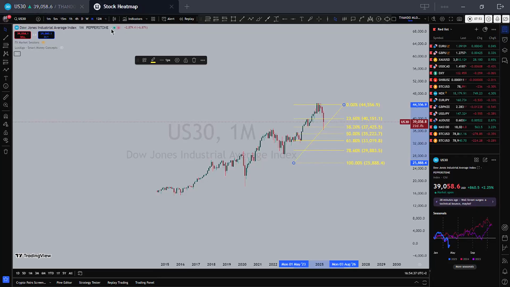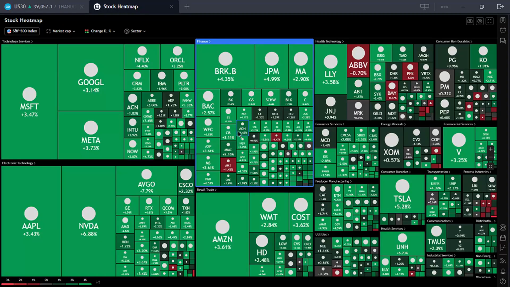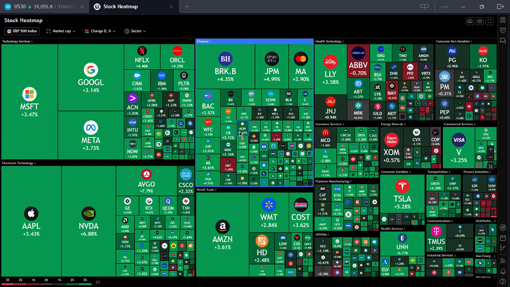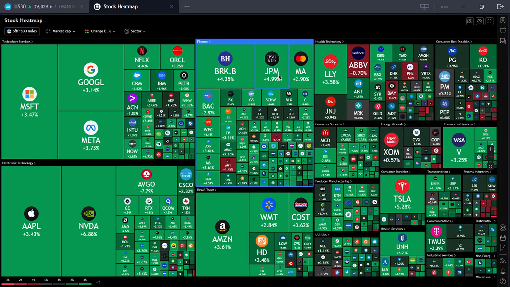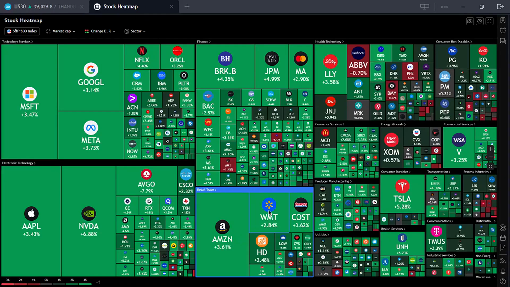And you can even see the stock market today, it's kind of green. Everybody is kind of having a good day at Wall Street. Everybody is probably shouting at the top of their voices. Tesla up 5.28%, Nvidia up 6.88%, Apple up 3%, Google 3%, and all these financial companies, these banks, JP Morgan, as you can see, they're going all the way up, and Amazon.